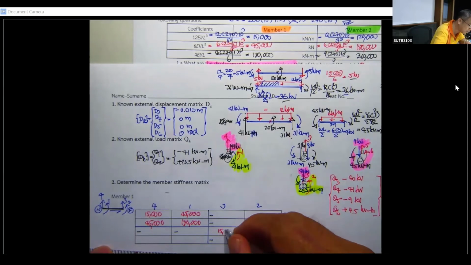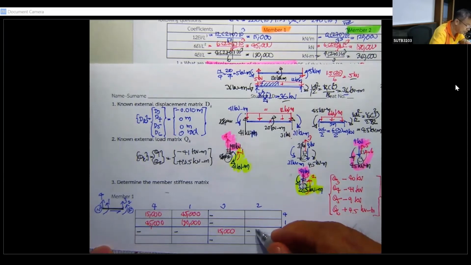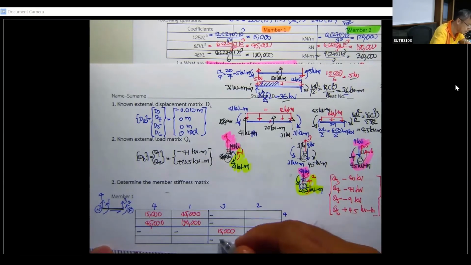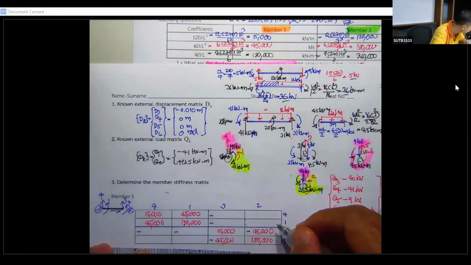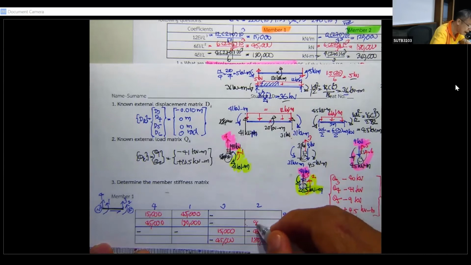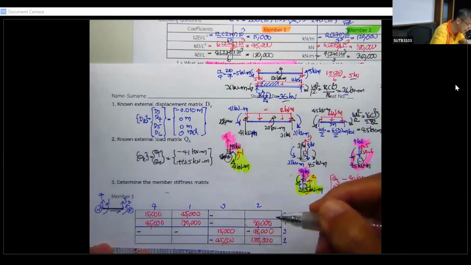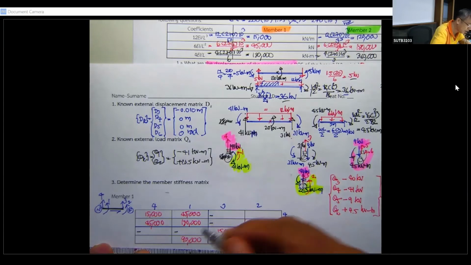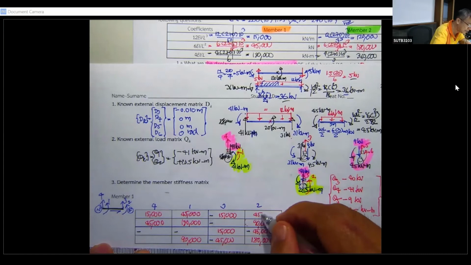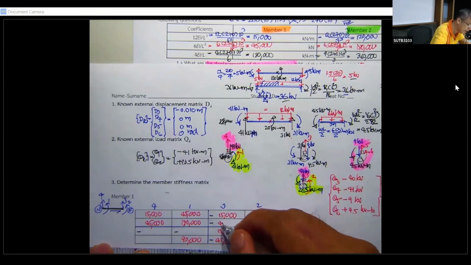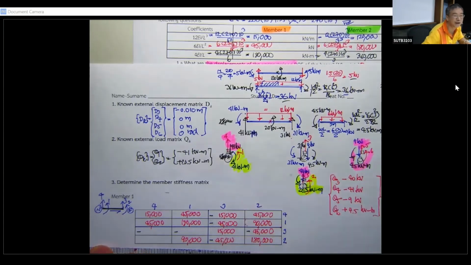And then this is going to be 15,000, 45,000, 45,000, and 180,000. And then you copy everything again except this one. You got to reduce it by a half. It's going to be 90,000, and this one also going to be 90,000. And then things are going to be very easy to follow. Okay, just do it. It's going to balance your brain also.